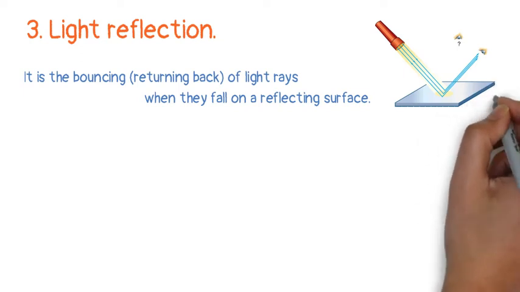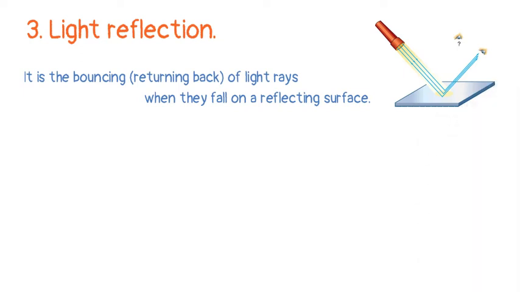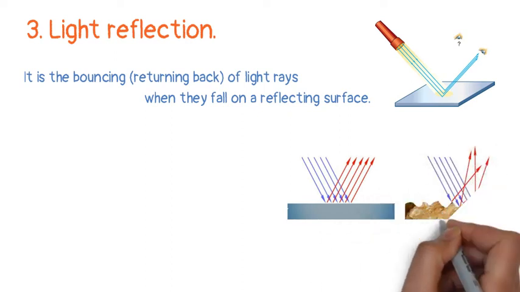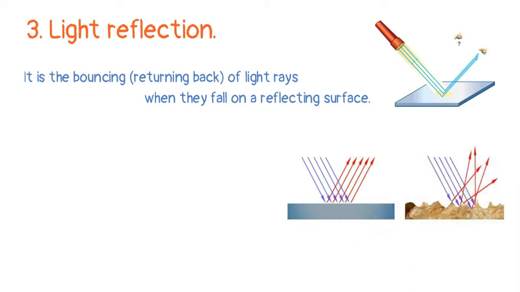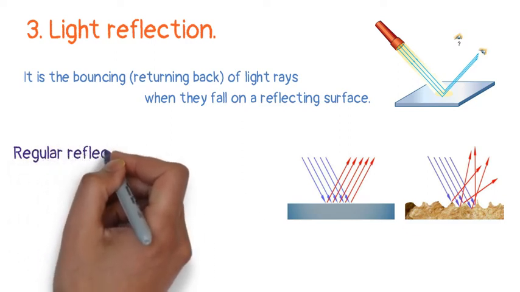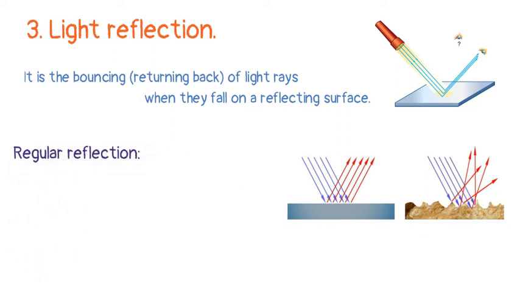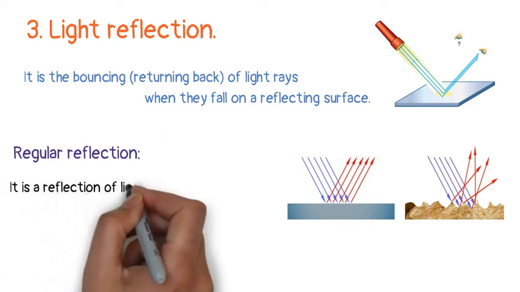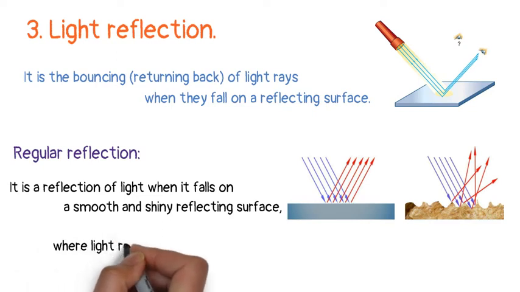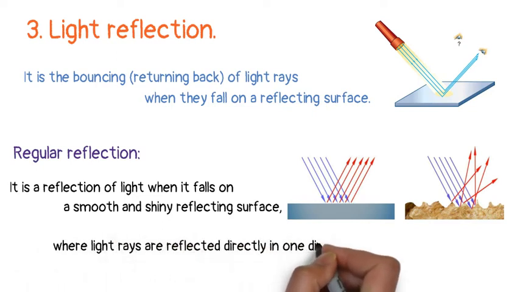There are many types of reflection. We will learn about one of its types, and it's regular reflection. Regular reflection means that the light returns back or bounces back in the same direction. All the light rays return back or reflect back in the same direction. For this to occur, the light needs to fall on a reflecting surface, and this reflecting surface is smooth and shiny.